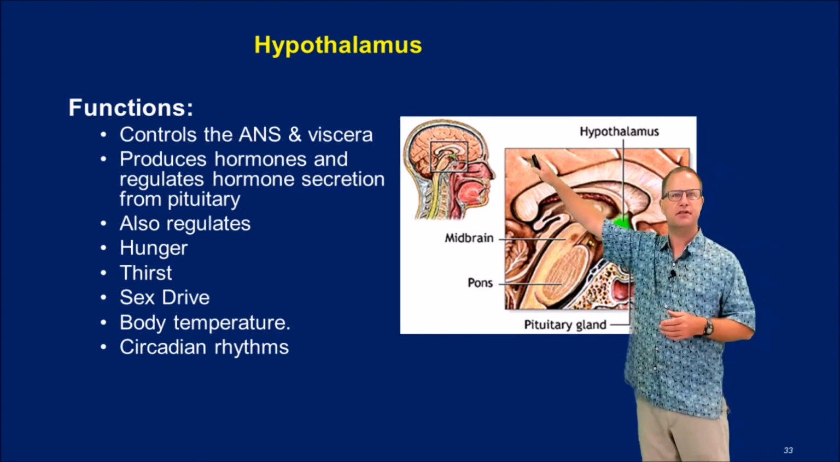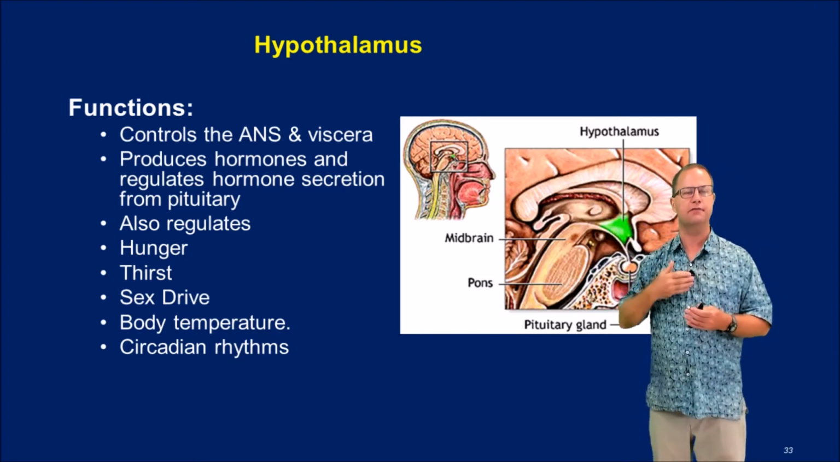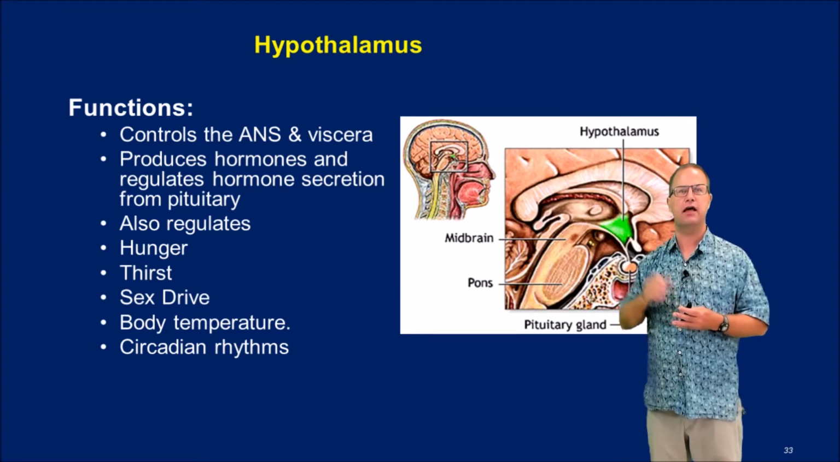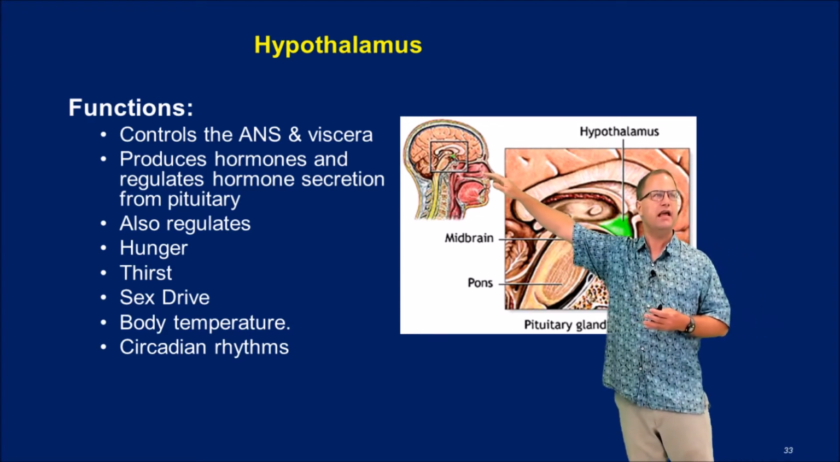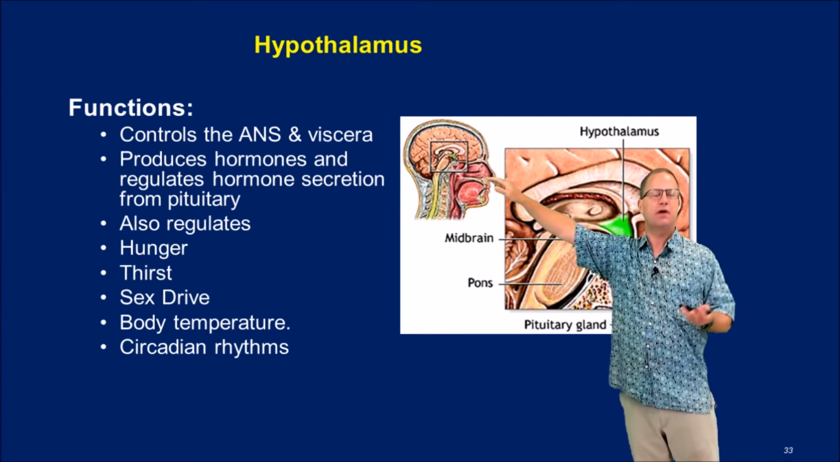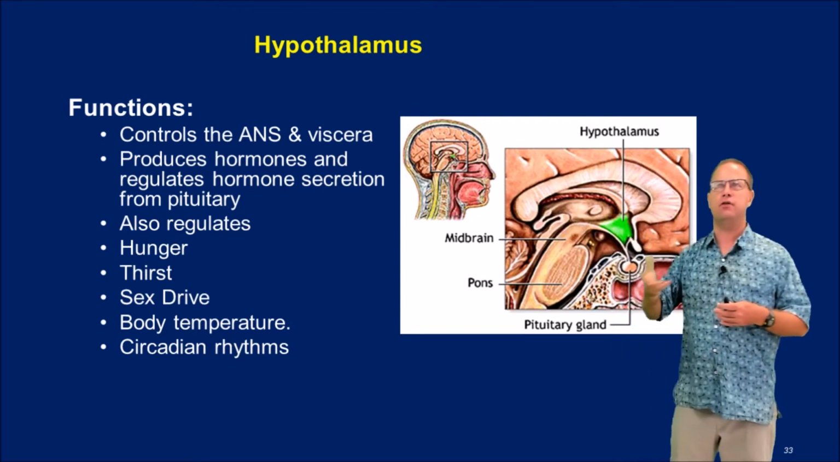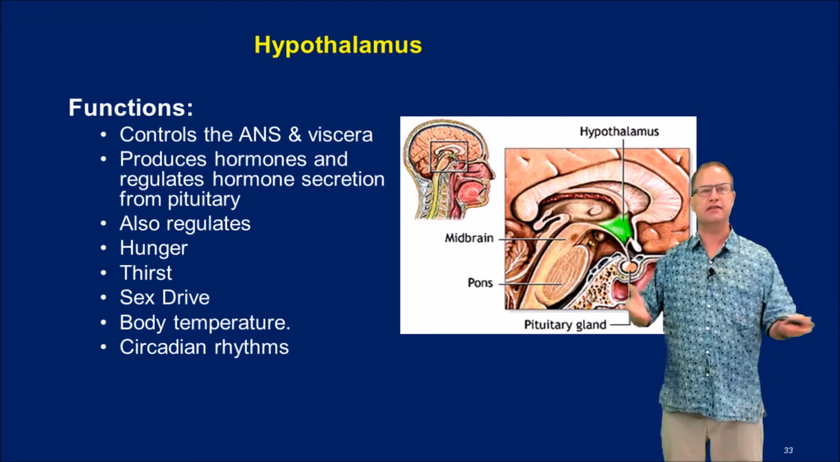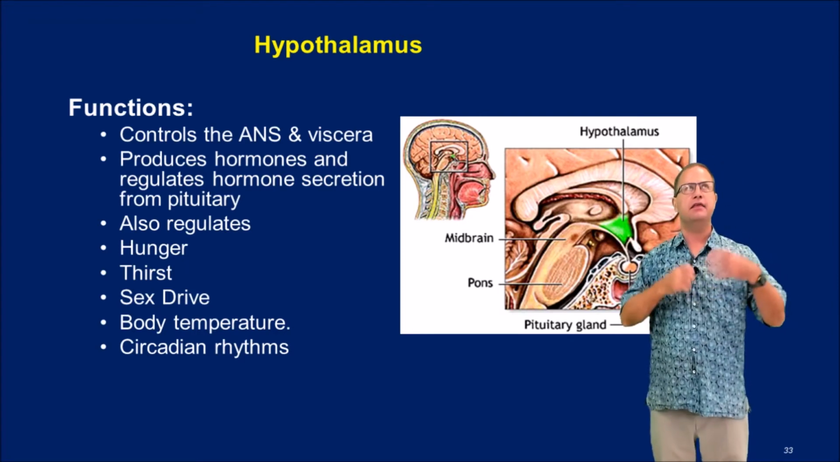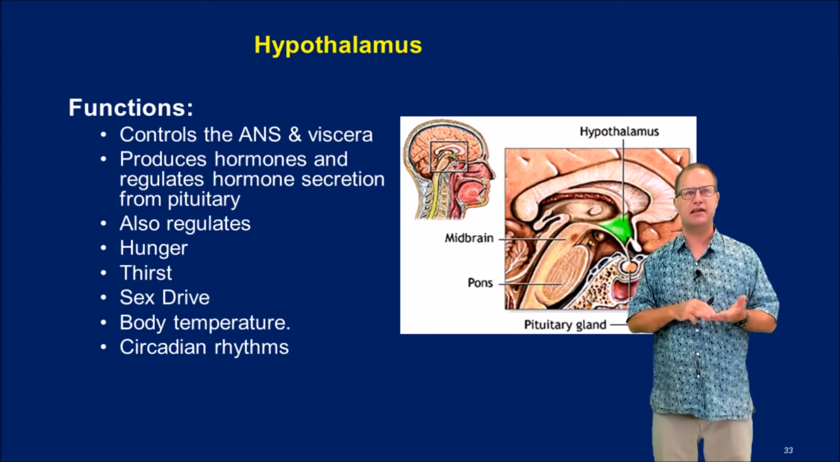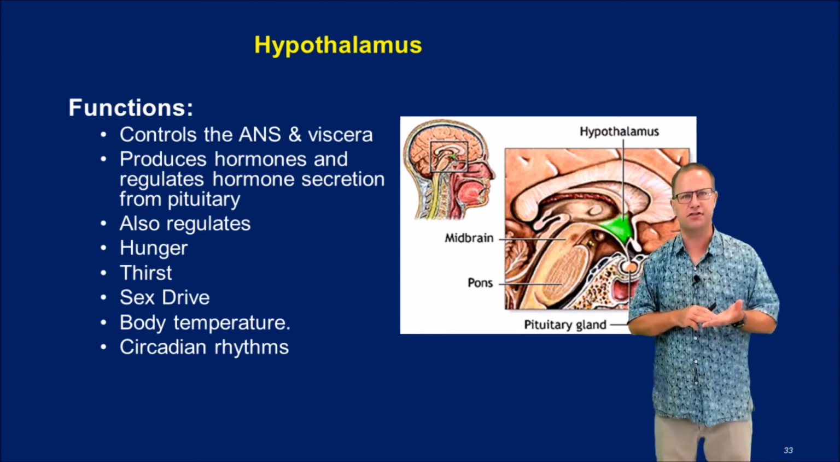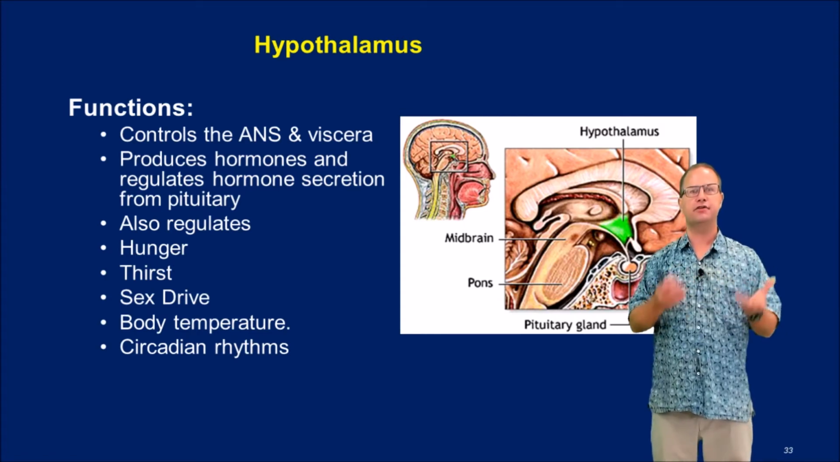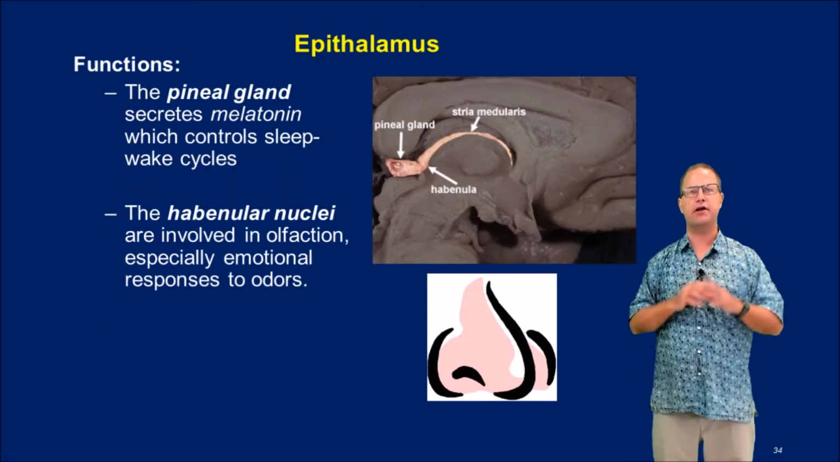For example, it helps to control our autonomic or automatic nervous system, which we'll talk about towards the end of the lecture. It also coordinates the endocrine system. Shoot, it actually runs the endocrine system. It's in control of the anterior and posterior pituitaries, and those are also in control of lots of other endocrine glands. The hypothalamus also regulates things like our hunger drive, our thirst, our sex drive, and also controls body temperature and circadian rhythm.